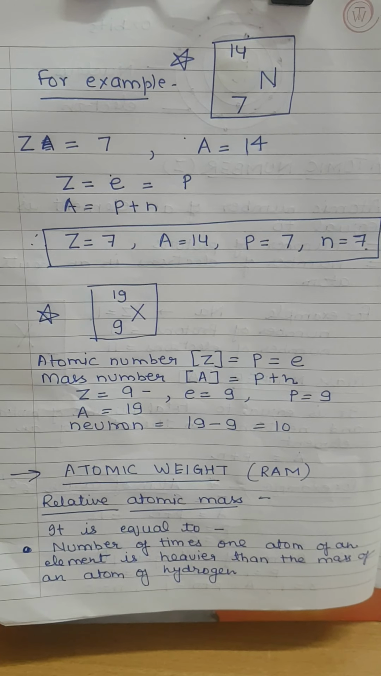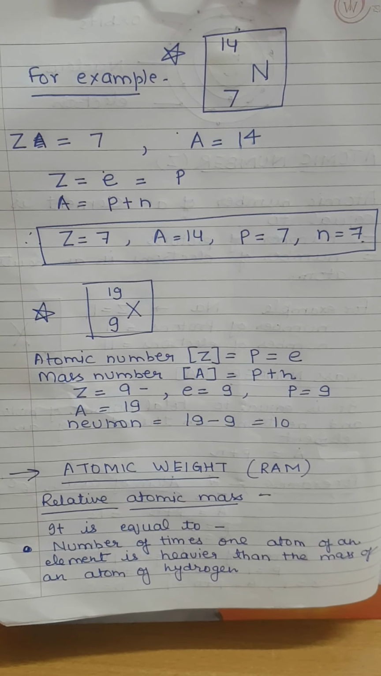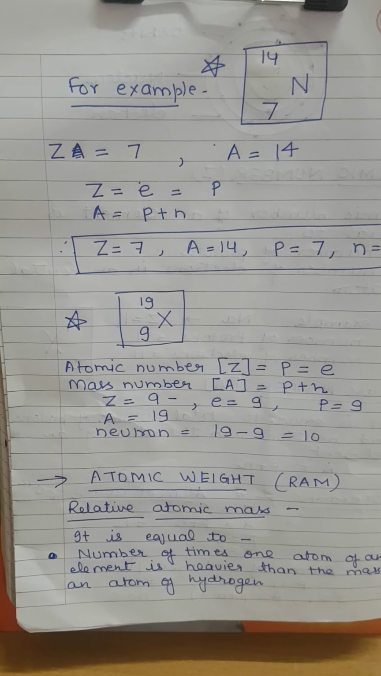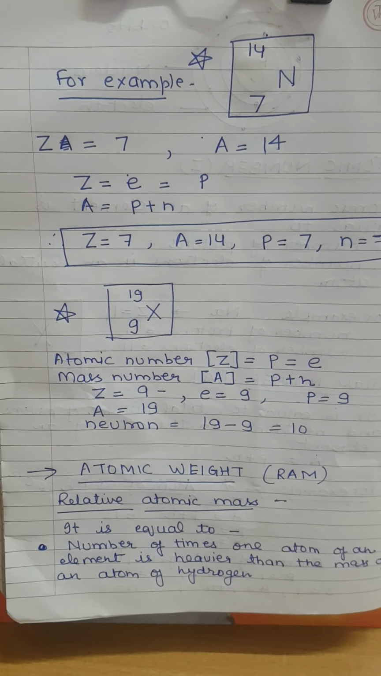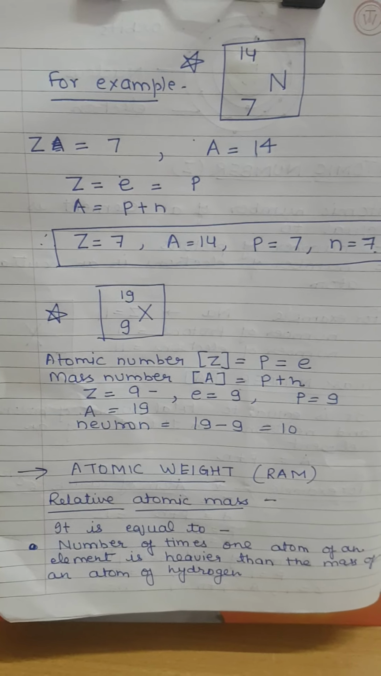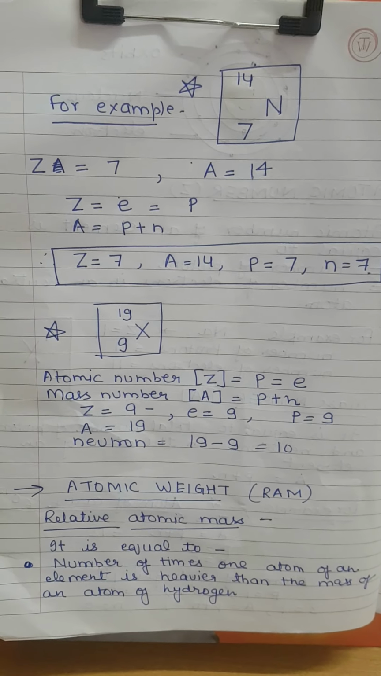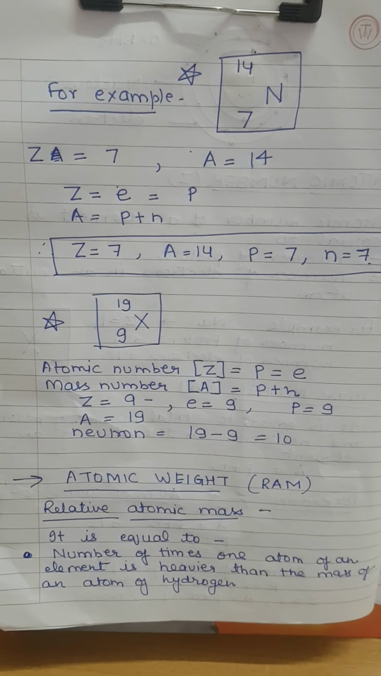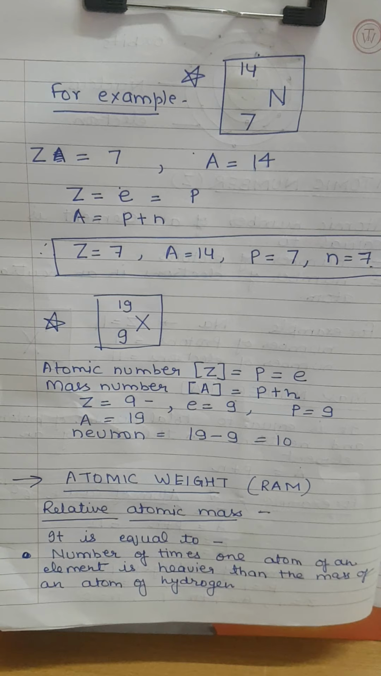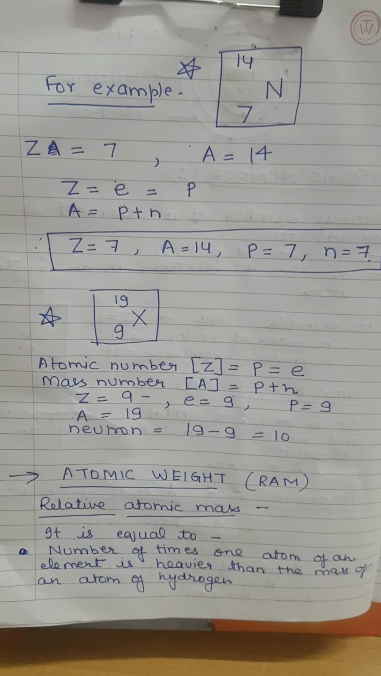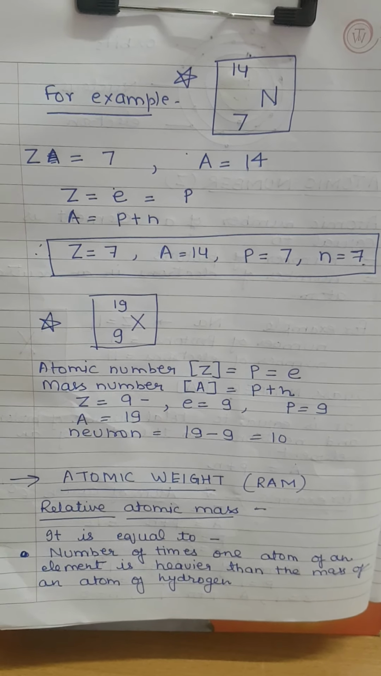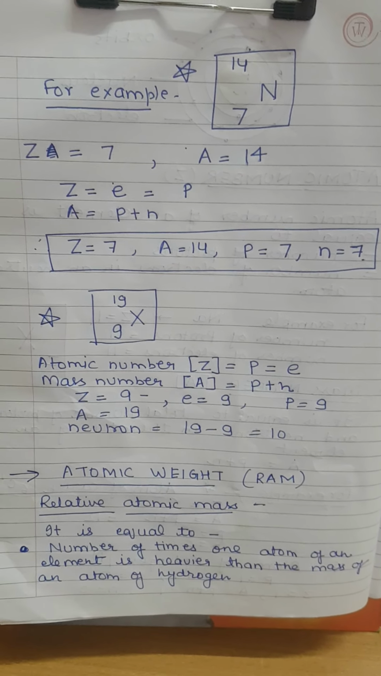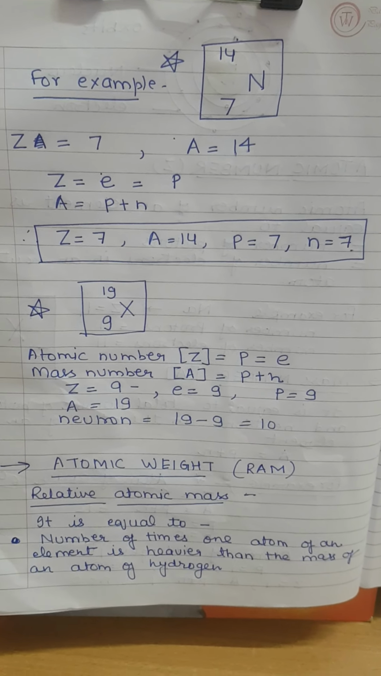So how will you find out the number of electrons, protons and neutrons? You know that Z is equal to the number of electrons and it is equal to the number of protons. If the value of Z is 7, that means the number of electrons and protons are 7. A is equal to 14 and you know that mass number is equal to the number of protons plus the number of neutrons present in the nucleus. So A is equal to P plus N, you know the value of A and you know the value of P. So the number of neutrons is equal to 14 minus 7, which is 7.